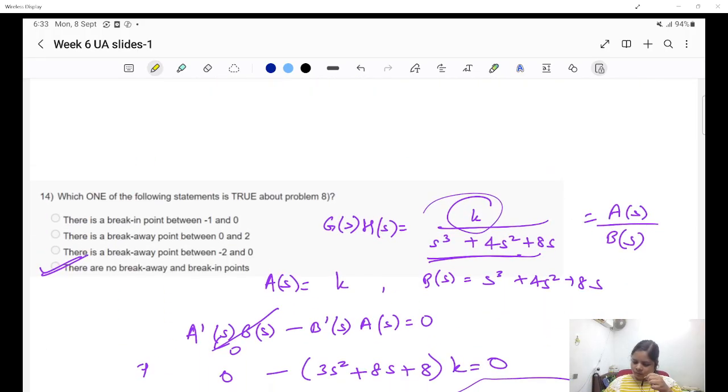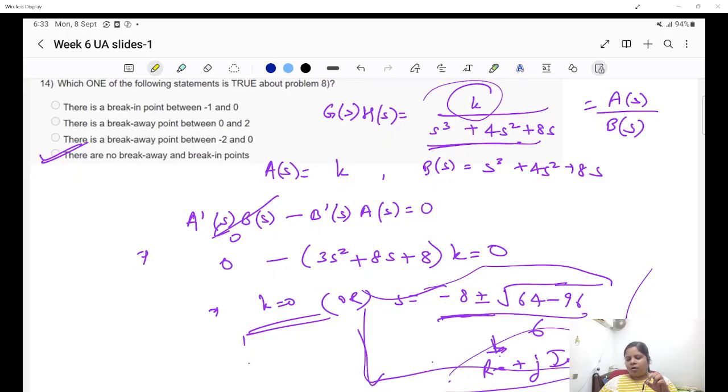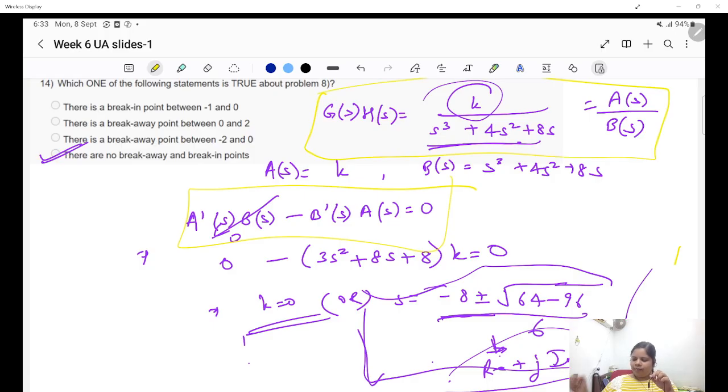Okay. And then we wanted to check the breakaway or break-in point. It is given by a certain formula in which you have to find a dash s into b s upon minus b dash s into a s, where Gs Hs, whatever you had, is k upon s cube plus 4s square plus 8s, written as a s upon b s. So differentiating that, this formula is derived, and from here you just have to substitute the values and check the value of k that you are getting.